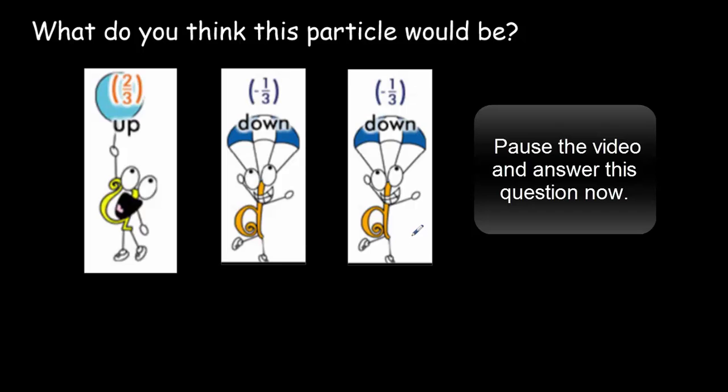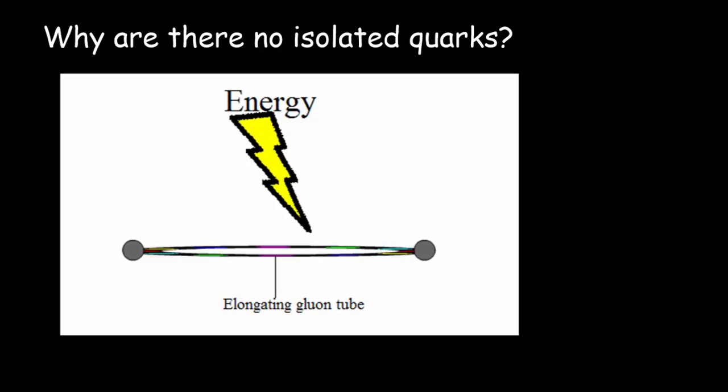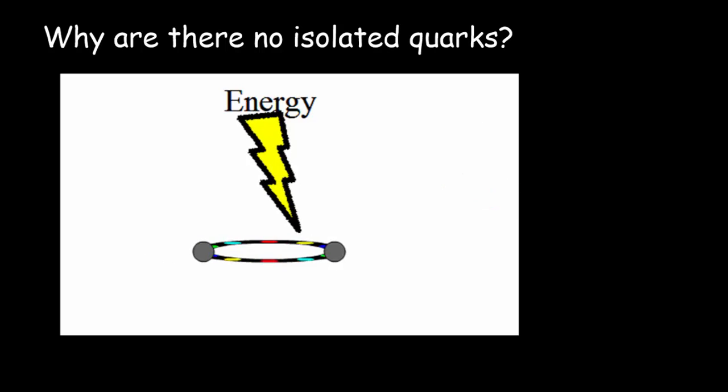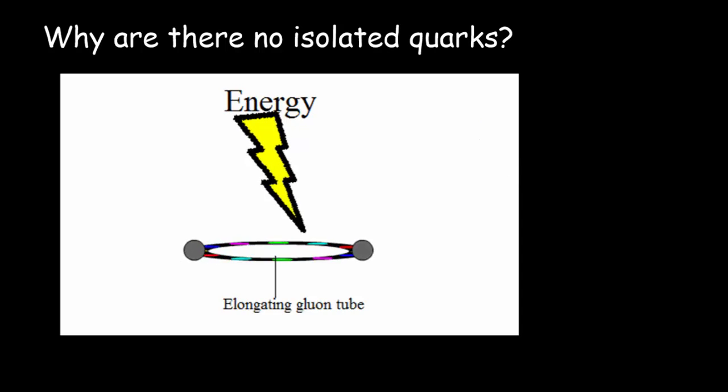What common baryon do you think this combination of 3 quarks would be? Pause the video, answer the question, come back for the answer. So this one's going to have to be a neutron because the charges add up to 0. 2/3 minus 1/3 minus 1/3 equals 0. I said earlier that nobody's actually seen an isolated quark. Nobody's ever observed a quark. Well, there should be some physical reason as to why you can't get an isolated quark. And the name of that reason is called quark confinement.